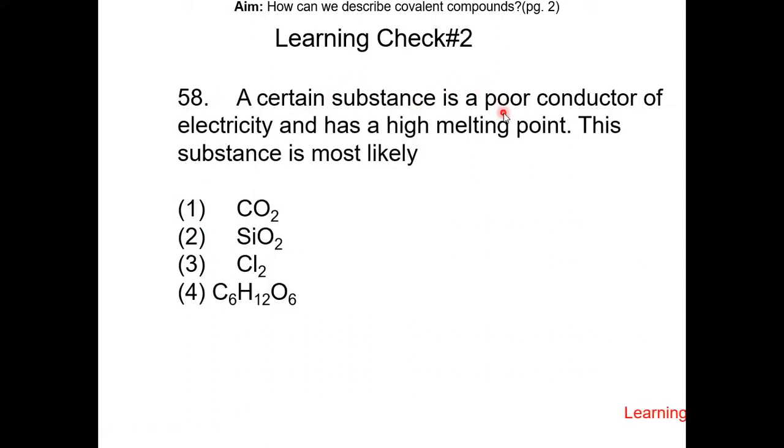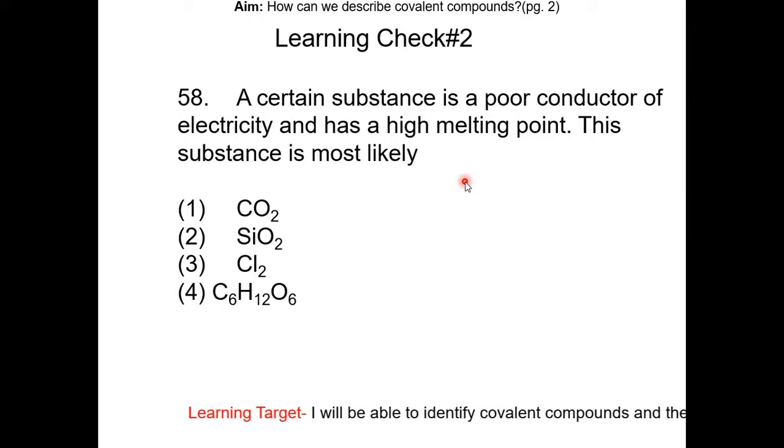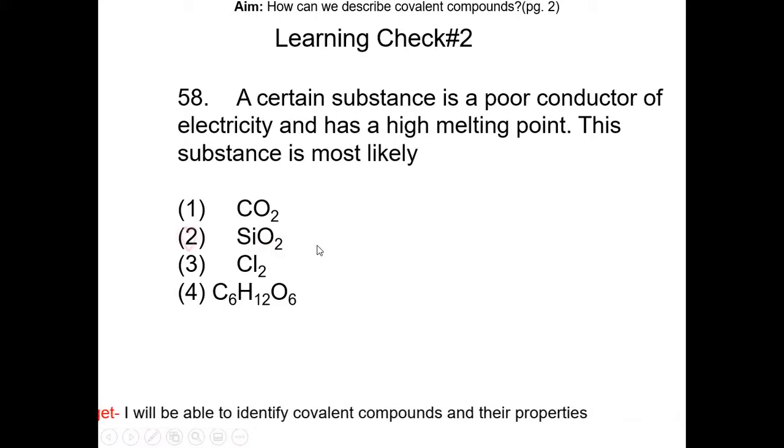A certain substance is a poor conductor of electricity and has a high melting point. This substance is most likely what? So this is describing a network solid, because a network solid does not conduct electricity, but has a high melting point. So which of these is a network solid? That would be silicon dioxide, which is glass. So choice 2.